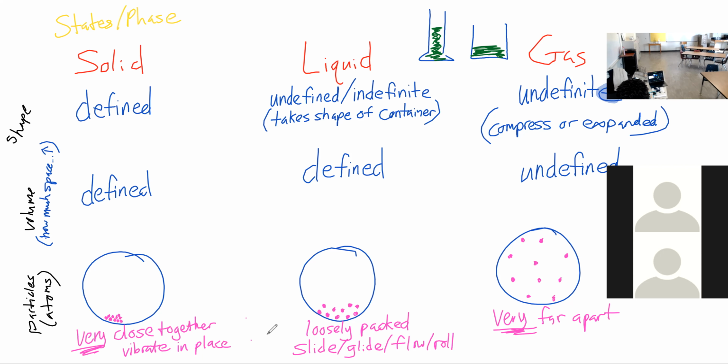There we go. Okay, so I could say, please tell me who has both an undefined shape and an undefined volume. You would tell me a gas. Maybe I would ask you, tell me whose particles are packed very close together. You would tell me a solid. Whose particles can slide or glide or roll past one another? You would tell me a liquid. I could say this one has a defined volume, but takes the shape of its container. That will also be a liquid.